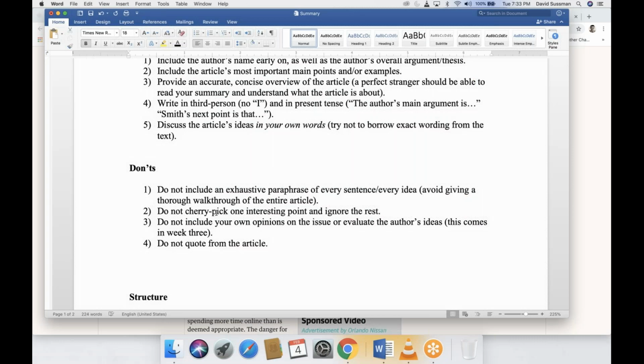On the other hand, do not just cherry pick one interesting point and ignore the rest. I don't think I've ever seen this. Do not include your own opinions. I do see this sometimes. You're not voicing your opinions yet. Okay, you are just showing me that you understand what the article is about.